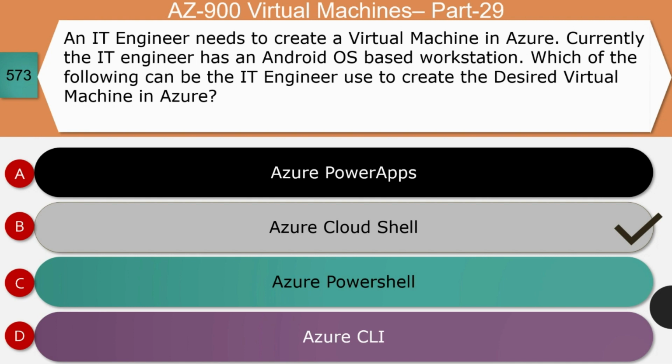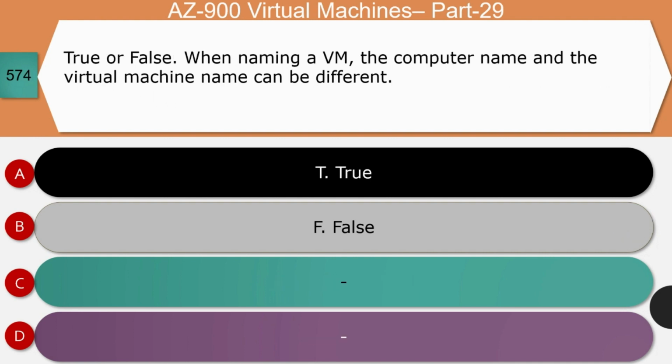Azure Cloud Shell includes support for Windows PowerShell, Bash, and Azure CLI. As far as Android is concerned, Cloud Shell is accessible from any device with a web browser, including Android smartphones and tablets. You can access Azure Cloud Shell in the browser of your Android device by visiting https://shell.azure.com. And so option B is the right answer. Next question, true or false? When naming a VM, the computer name and the VM name can be different.